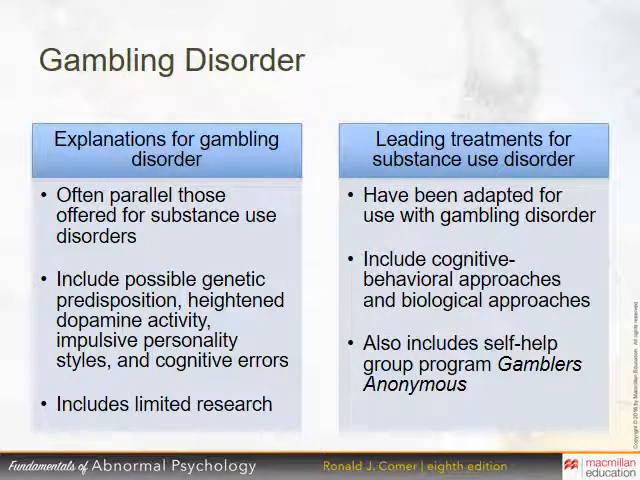Some explanations for gambling disorder often parallel those offered for substance use disorder, including possible genetic predispositions, heightened dopamine activity, impulsive personality styles, and cognitive errors. There's limited research in this area. Leading treatments for substance use disorders have been adapted for use with gambling disorder, and they include cognitive behavioral approaches and biological approaches. They also include self-help group programs such as Gamblers Anonymous.